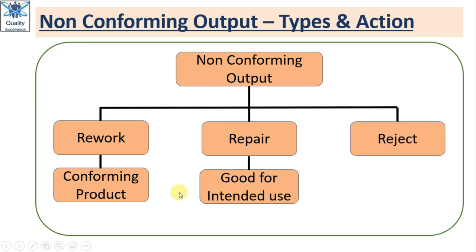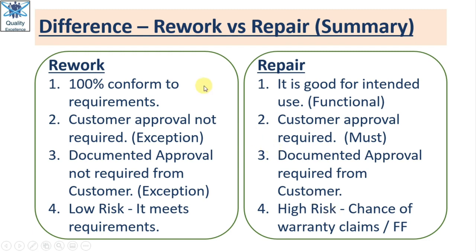And the third category: if we cannot rework, if we cannot repair the part, and if the customer does not accept the deviation, that part will be rejected and we have to scrap it. So these are the types and actions of non-conforming output. Now let us understand, in a summarized manner, the difference between rework and repair.